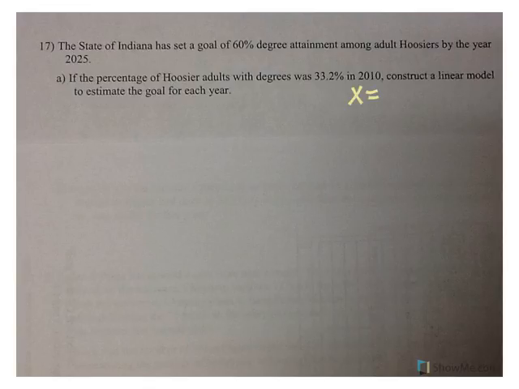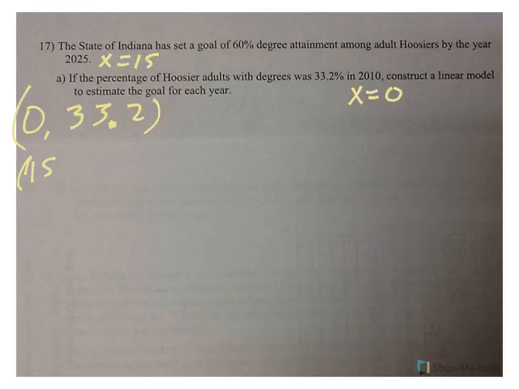Let's call x equals 0 for 2010. All right, so that means (0, 33.2). Oops, that's a decimal point. That's 2010. Now 2025 is 15 years later, so that would be x is 15. So (15, 60), we want it to be 60.